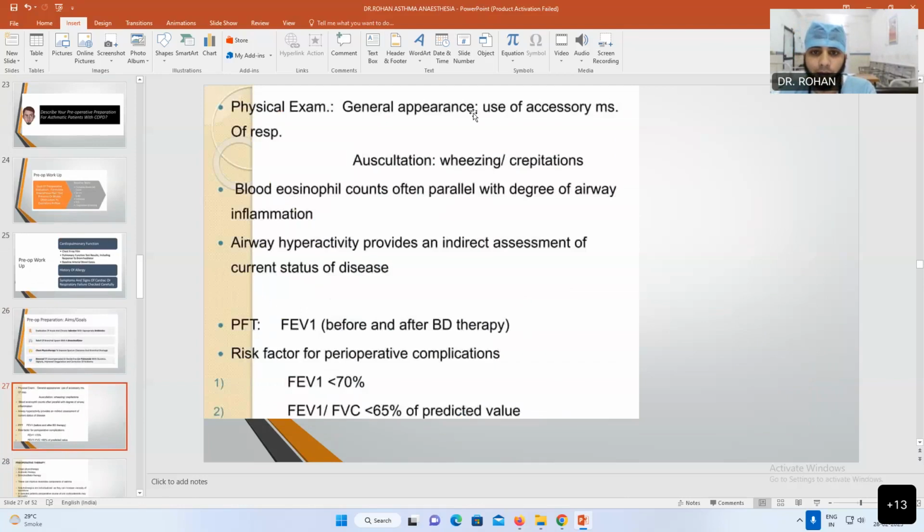On physical examination, if the patient is having a severe episode, we can see the patient using accessory muscles for respiration. On auscultation, we can hear wheezing and rhonchi, and on blood investigation, we can see the eosinophil count is elevated. On PFT, we can see FEV1 is significantly reduced, to less than 70%, and the FEV1/FVC ratio is less than 65%.